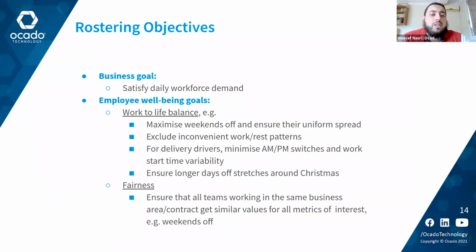So for example, the business goal for the rostering obviously is to satisfy the daily workforce demand. We need to make sure that we have enough colleagues there to handle all of the orders that will come in. But obviously, we also consider well-being goals, and that's where the social responsibility takes place. We want to be as fair as possible in work-life balance for our colleagues. So for example, we want to maximize the weekends off and ensure that they are uniformly spread across employees. We don't want some colleagues to only have days off in the week while others are only having them in the weekend with their families.